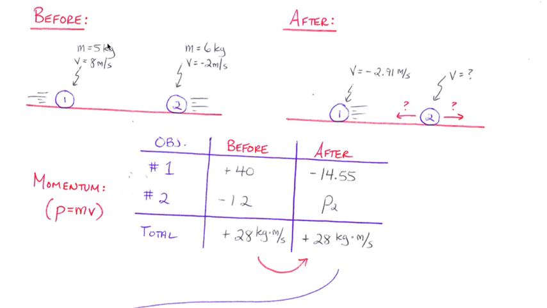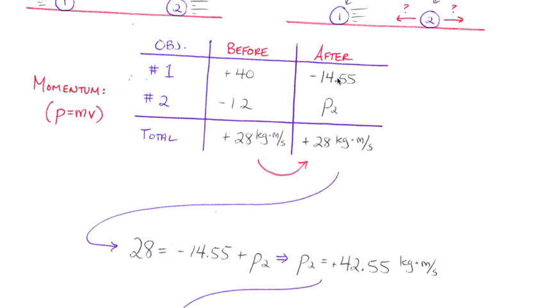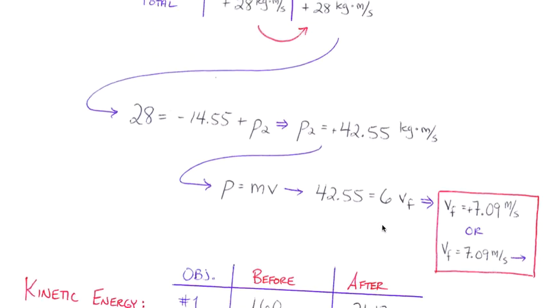Well, we know that my mass is 5 and my velocity afterwards for object 1 is negative 2.91. So when I multiply those, I get negative 14.55. We don't know what the momentum of object 2 is, so I'll just leave that as P2. And just as we did before, we know that negative 14.55 plus P2 must equal that total momentum of 28. And when I solve that through, I find that momentum of object 2 after the collision must be 42.55.